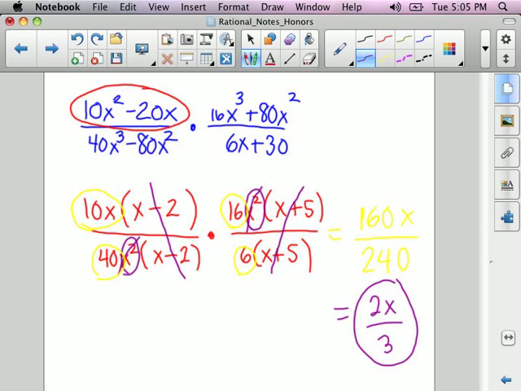Much, much simpler than having to sit there and multiply those out with FOIL. Factor, and some stuff usually cancels out if it's a problem they give you. There's probably going to be stuff you can cross out. Our excluded values of this are our restrictions.